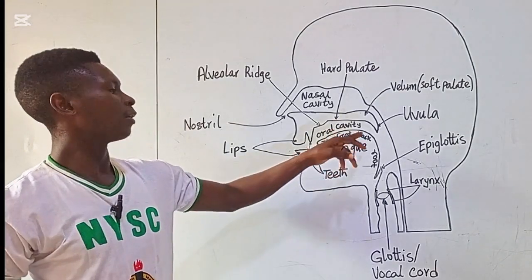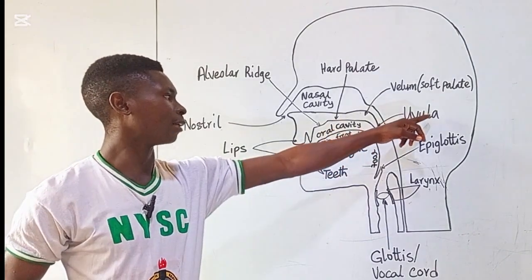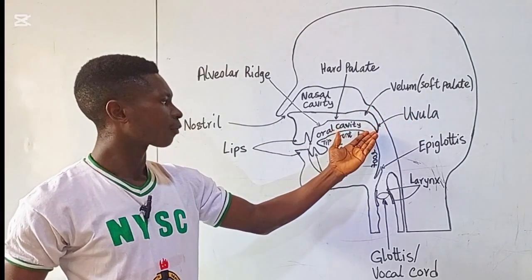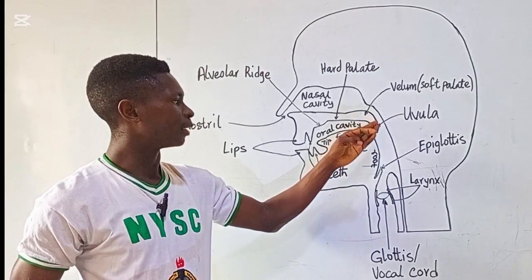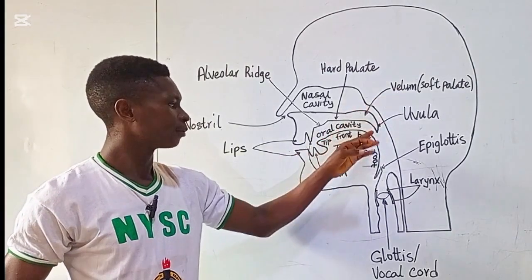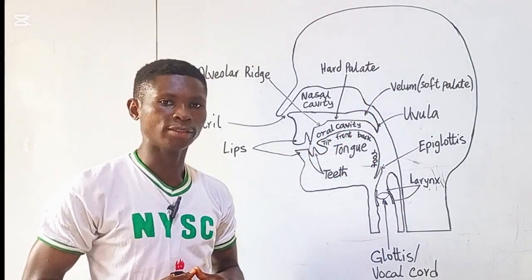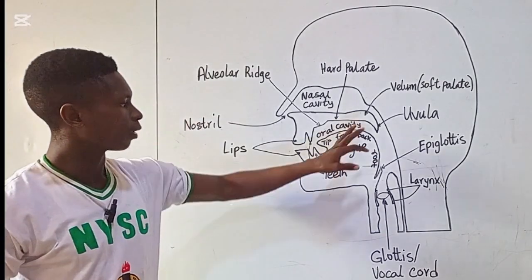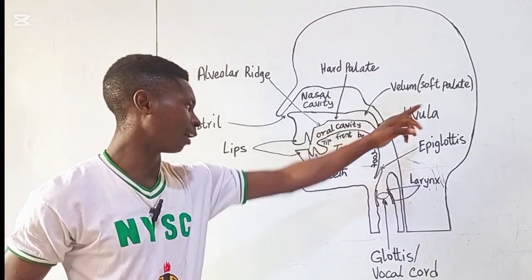All right, then we have the uvula. The uvula is the organ that lies between the velum and the pharynx. So this is where we have the uvula.